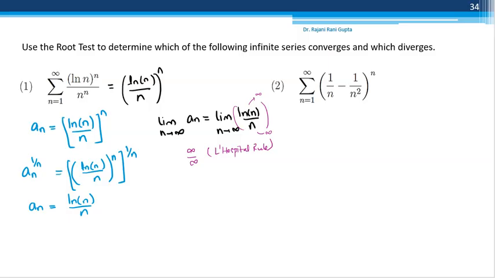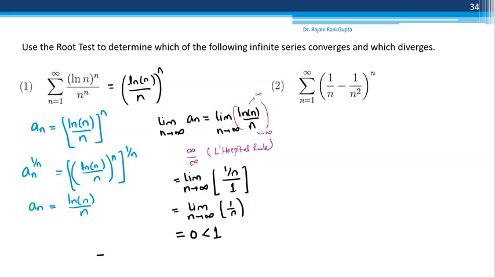What it says is, take the derivative of the numerator and the derivative of the denominator separately. So this is the same as the limit as n approaches infinity of the derivative of ln n, which is 1 over n, over the derivative of n, which is 1. So this gives you the limit as n approaches infinity of 1 over n, and this approaches 0, because as n goes to infinity, you have 1 over infinity, which is 0, less than 1. So this implies that the series, sum from n equals 1 to infinity of (ln n over n) to the power n, converges by using the root test.